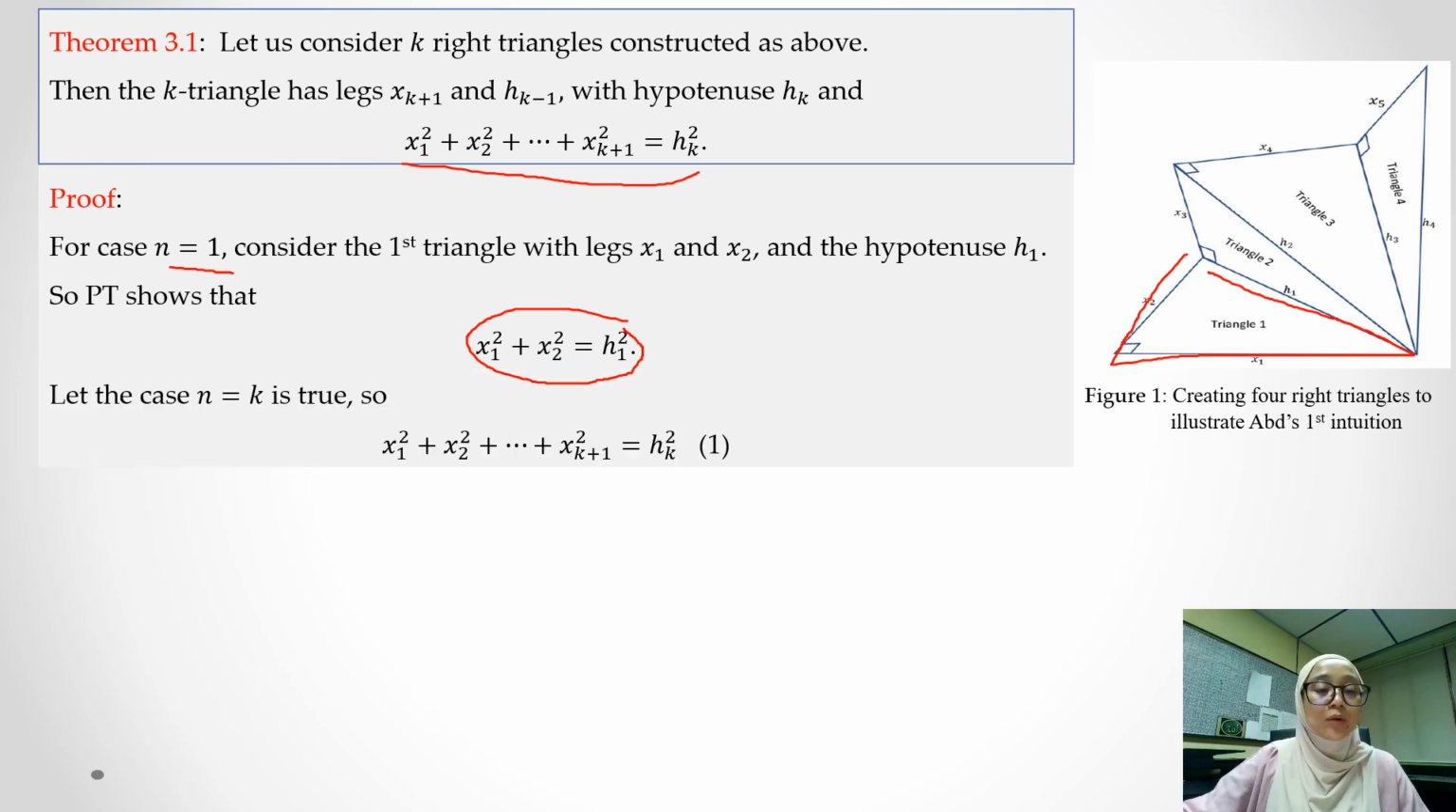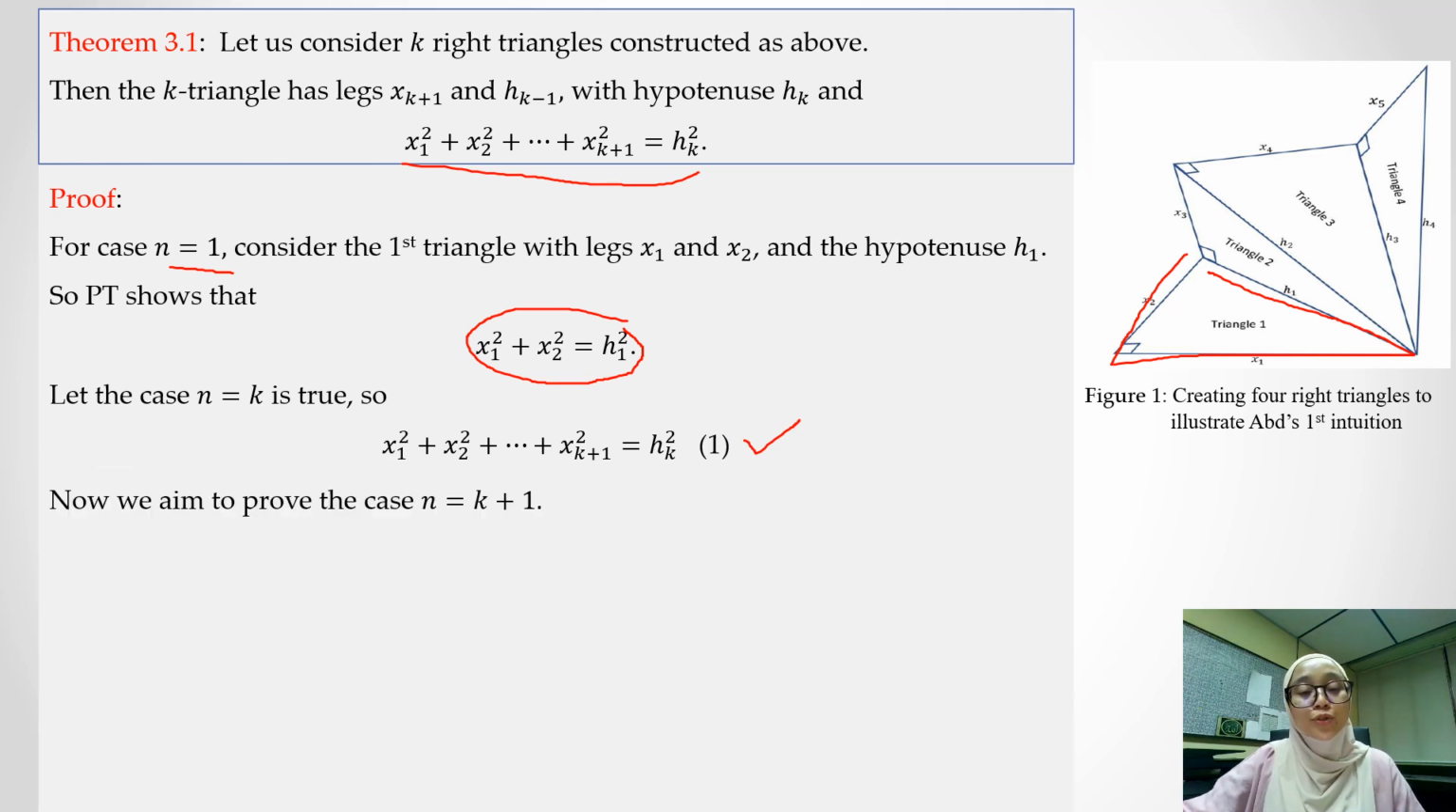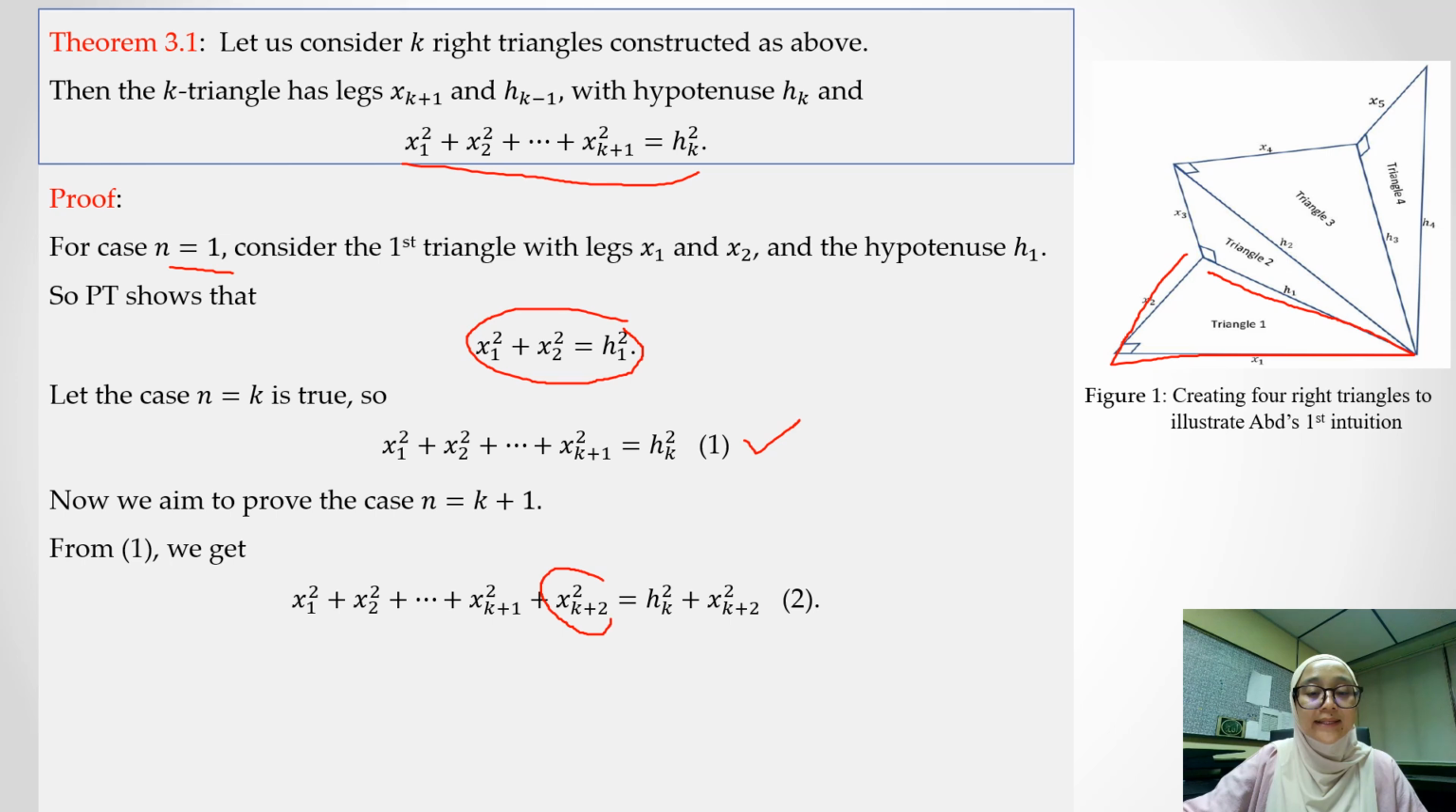In the next step, we assume that the case n equal to k is true, therefore equation 1 is true. To complete the proof, we have to show that the case n equal to k plus 1 is also true. To do that, from equation 1, we get this equation by simply adding this term to the right hand side and left hand side of equation 1.